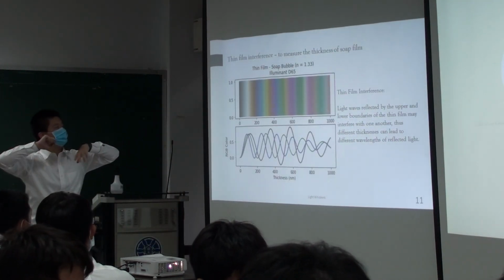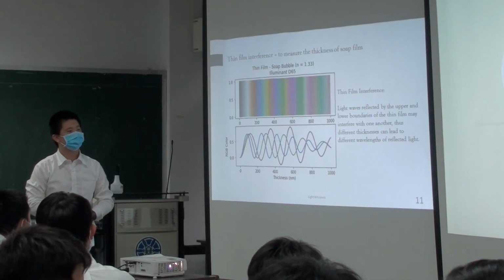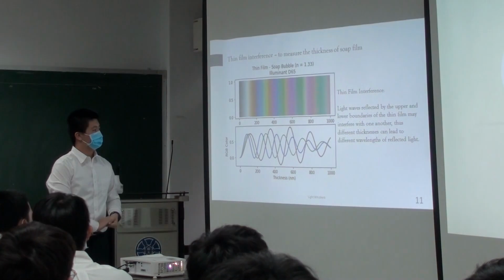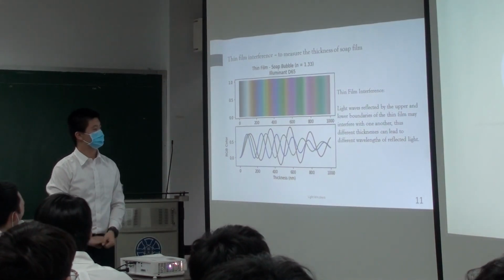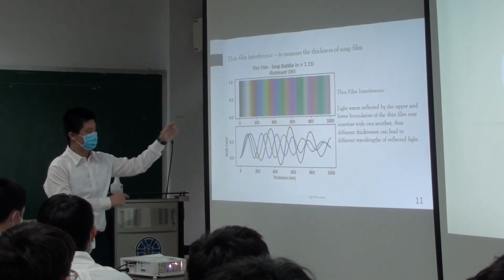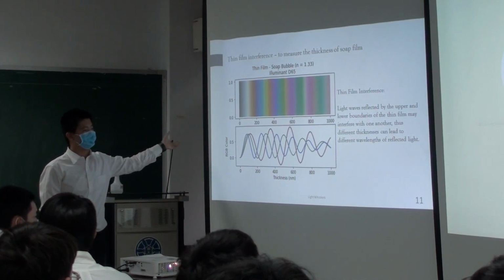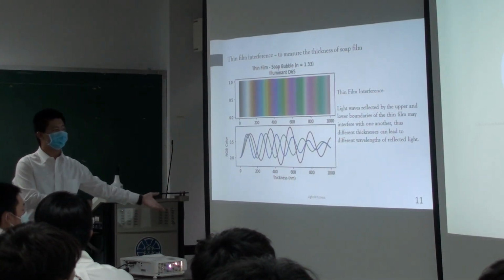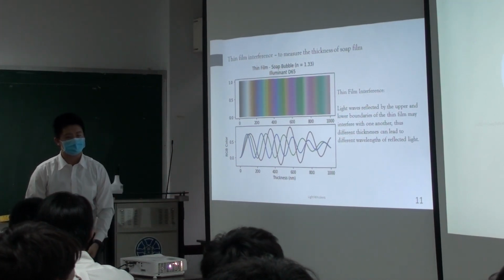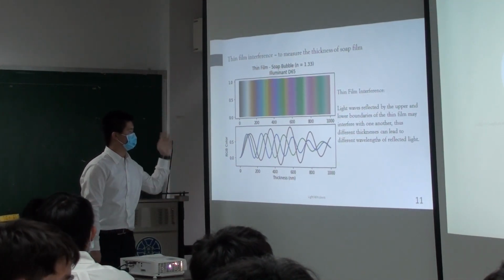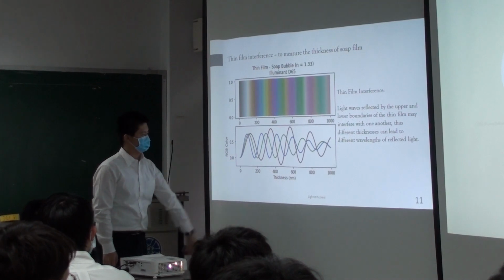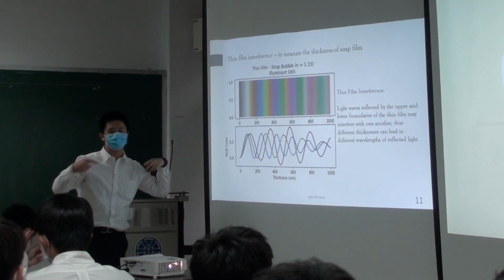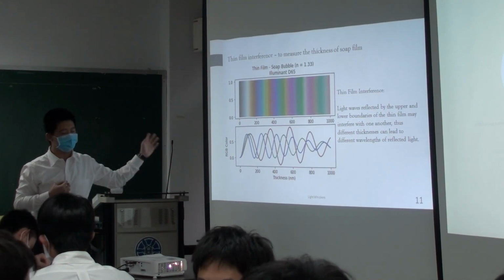Now, thin film interference. We have to measure the thickness of a soap film to discuss this as a relevant parameter, so we use TFI. Light waves reflected by the upper and the lower boundary, as shown in the previous diagram, may interfere with one another. Thus, different thicknesses can lead to different wavelengths of reflected light. As you can see, the RGB color correlates to the thickness in nanometers. This is the whole diagram, and we will use it to interpret our experiment later.